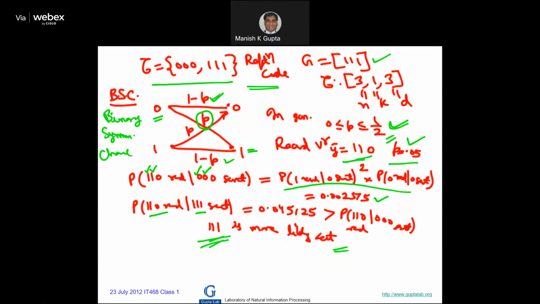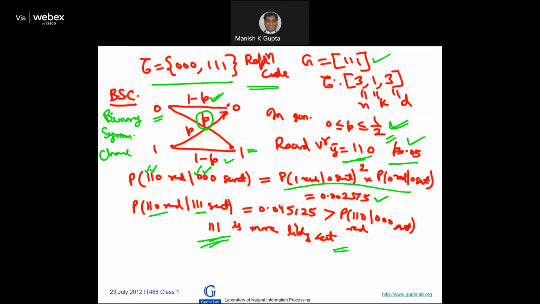Anyway, our binary symmetric channel flips the bits, right? So if 0 is there, we get 1 with probability p. So the probability of error is p, right? And if there is 1, you will get 0 with probability p. 0 to 0 will be probability 1 minus p, and 1 to 1 is probability 1 minus p, right? Right.